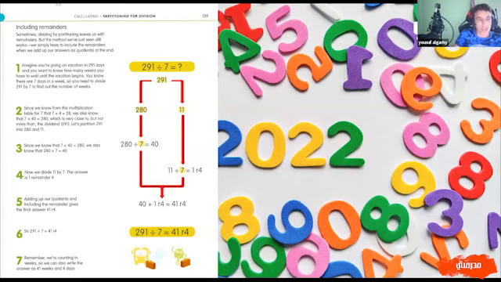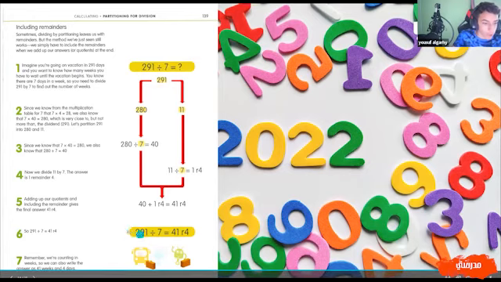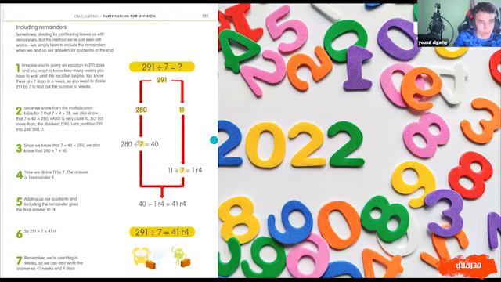Because in this whole equation, the person is going on vacation in 291 days, and we're dividing by 7 because there are 7 days in a week. You're trying to find out how many weeks. So that's why we're dividing by 7. So we'd have 41 weeks and 4 days, or 41 with a remainder of 4.